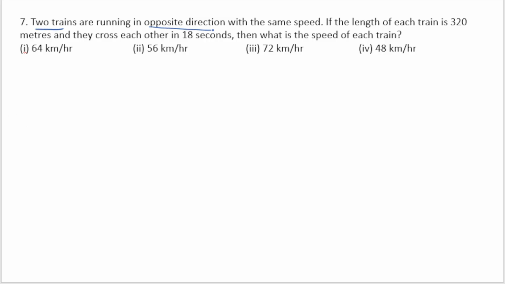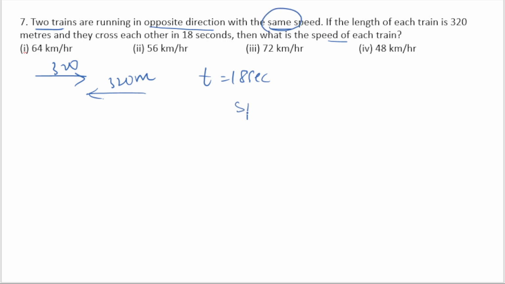Two trains are running in opposite directions with the same speed. See, there are two trains. They are running in opposite directions with the same speed. If the length of each train is 320 meters and they cross each other in 18 seconds, time taken is 18 seconds, then what is the speed of each train? See, they both are traveling with the same speed. So we will assume speed is equal to x.